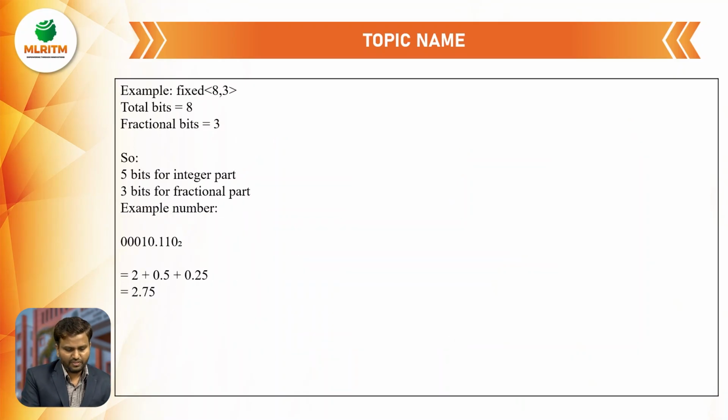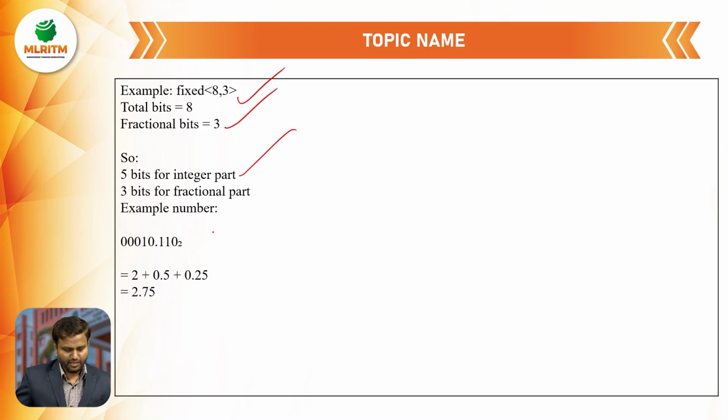An example, 8,3 is one of the fixed point representations. The total number of bits is 8, the highest value of the bits. Here fractional bits are 3. Totally it will store 5 bits in the integer part, and 3 bits for the fractional part.